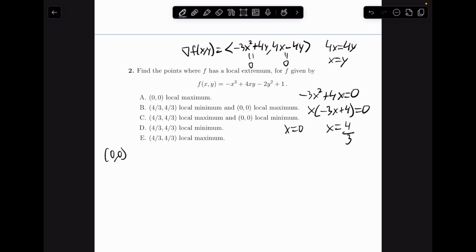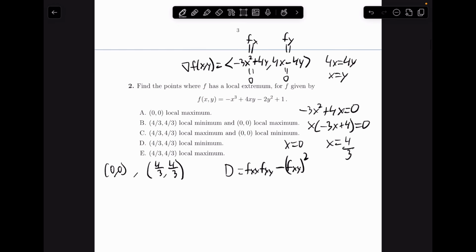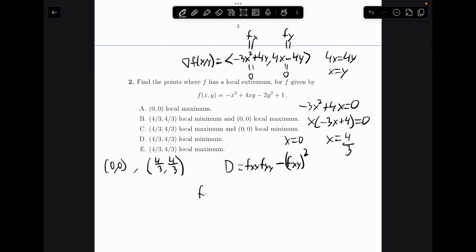They're going to be (0, 0) and (4/3, 4/3). So that's nice. But we need to check if they're actually mins or maxes or saddle points by using the D, or the curvature, I think it's officially called, and that's going to be fxx times fyy minus fxy quantity squared. So we can get fxx and fyy pretty easily. We just remember that these are derivatives of fx and fy respectively. So our fxx is going to be negative 6x.